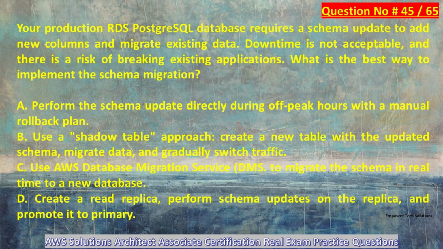B. Use a shadow table approach. Create a new table with the updated schema, migrate data, and gradually switch traffic. C. Use AWS Database Migration Service, DMS, to migrate the schema in real time to a new database. D. Create a read replica, perform schema updates on the replica, and promote it to primary.